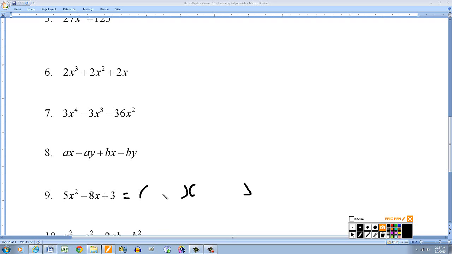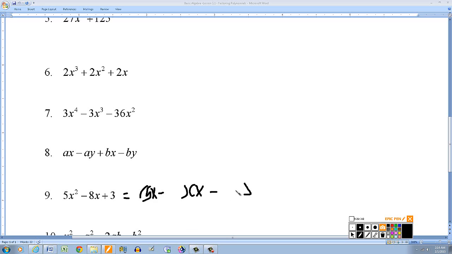And then the factors of 5x squared are going to be 5x and x. And the only factors of 3 that I can use are 3 and 1. So I can put a 3 here and a 1 here, or a 1 here and a 3 here. So you have to kind of play around with it to see what works.